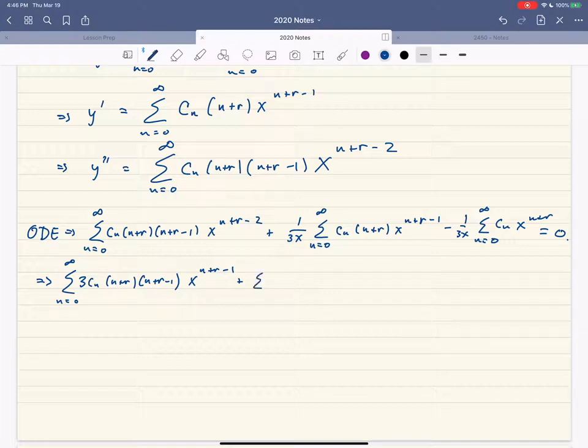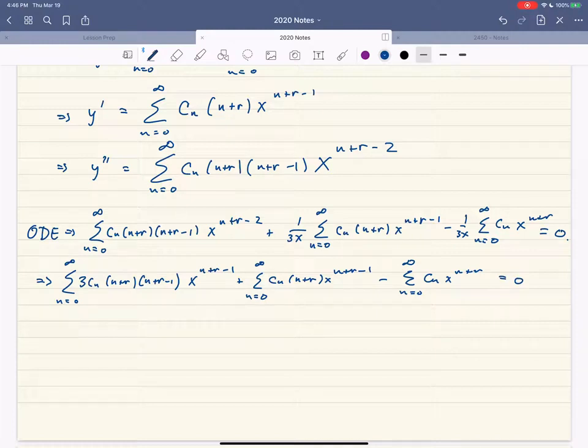So this is going to be plus the sum from n equals 0 to infinity, c sub n, n plus r, x to the n plus r minus 1, and minus the sum from n equals 0 to infinity, c sub n, x to the n plus r. And that should all be equal to 0.